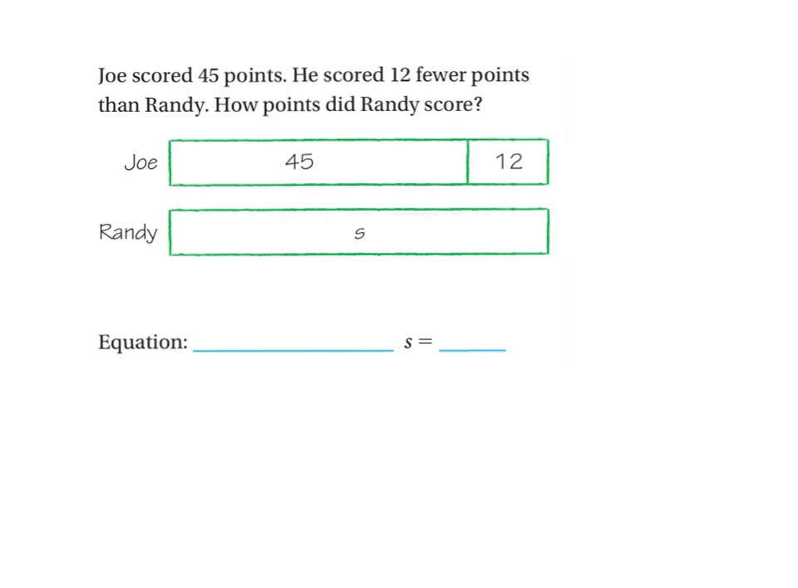All right, so here's just another example of a word problem. This one says Joe scored 45 points. He scored 12 fewer points than Randy.